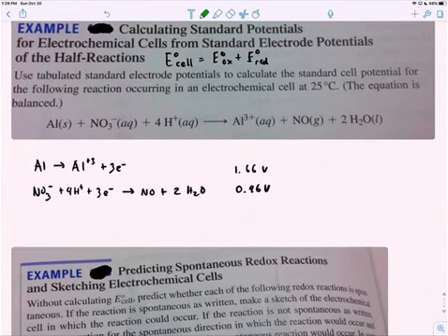All you've got to do is just add these together. 2.62 is the solution there. So that's the overall E0 equal to the E0 cell. I'll get rid of the lines, that looks confusing. So that's the E0 cell for this. You just straight out add them together.